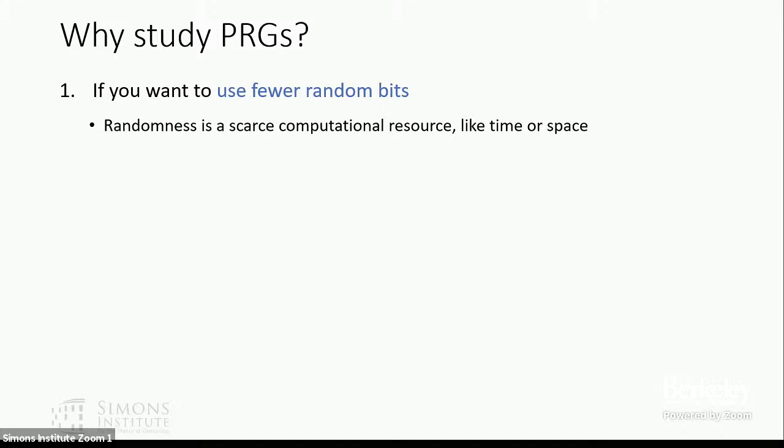Because if you're using a pseudorandom generator, now the only random bits that we need are the seed of that generator. And so we want to think of random bits as being like a scarce computational resource, just like time or space. So just like a faster algorithm is better than a slower algorithm, we want to think of an algorithm that uses fewer random bits as being better than an algorithm that uses more random bits. And best of all is an algorithm that doesn't use any randomness, right?